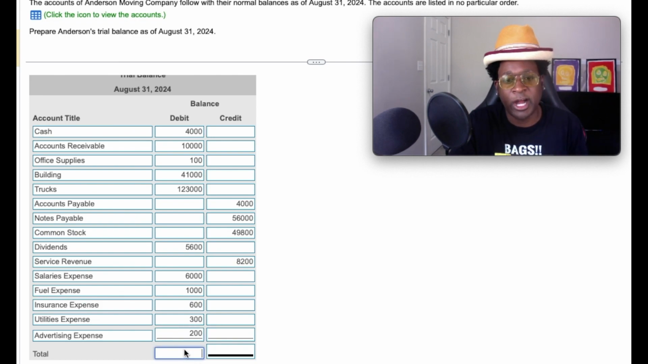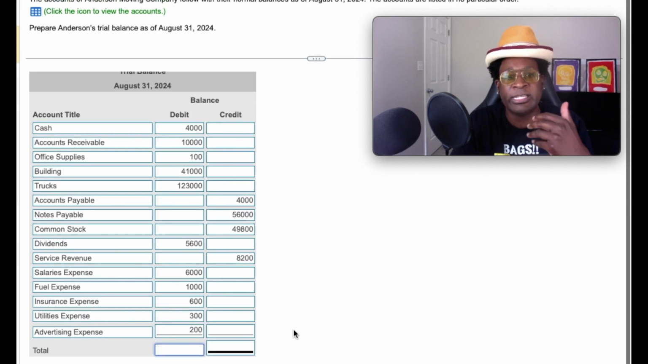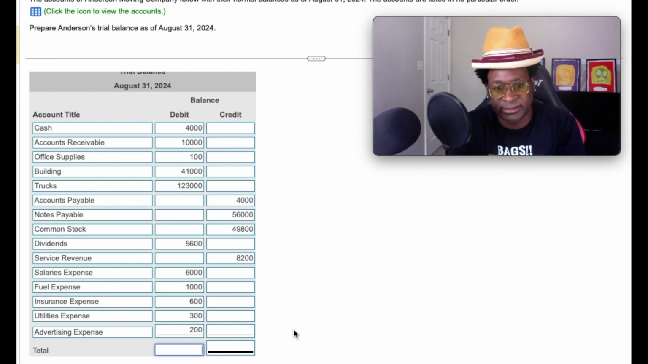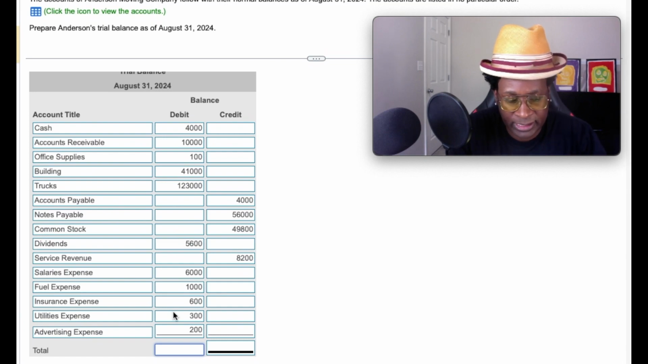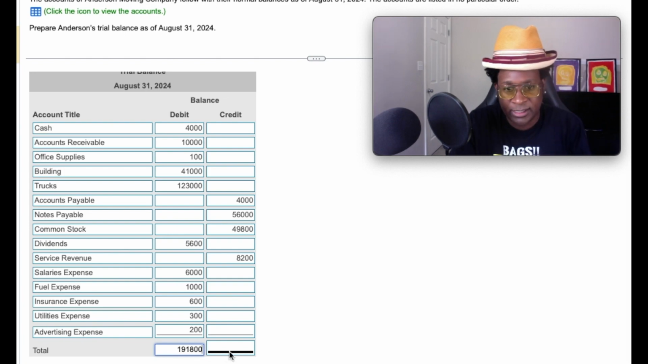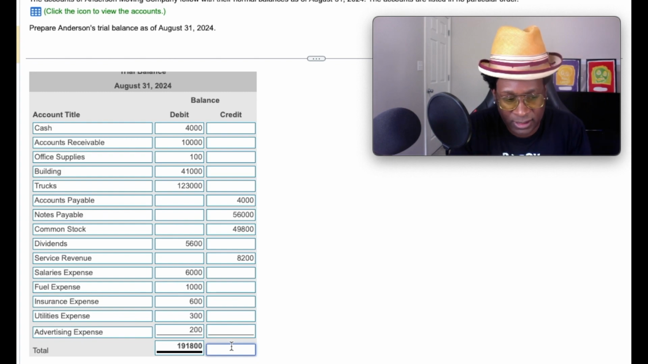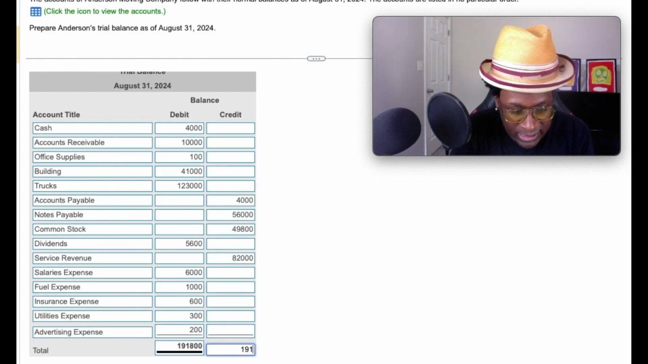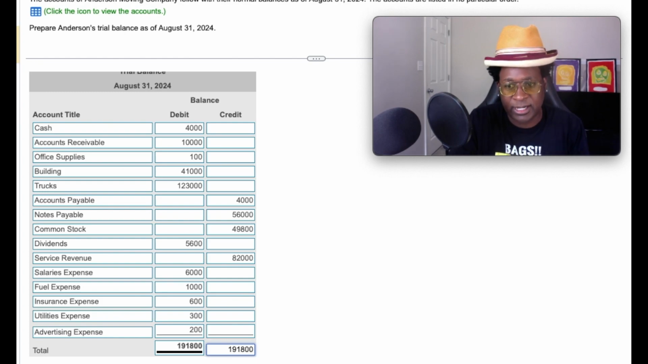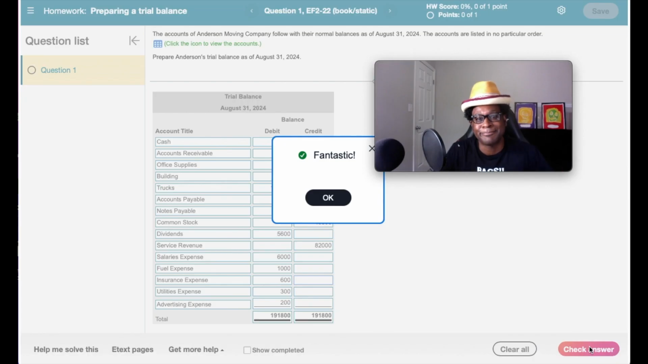So now that we've reported all of the ending balances in the proper normal balance position, we need to sum up our debit side and our credit side to verify the trial balance's true purpose. So if we add up all the debit sides, we should get $191,800. And if we add up all of the credit side, we should get the same amount of $191,800. Check our answer. So there you have it, gang. A quick, easy illustration of how to properly create a trial balance.